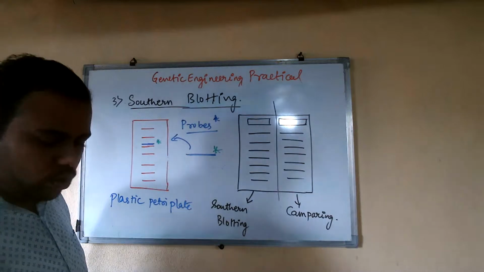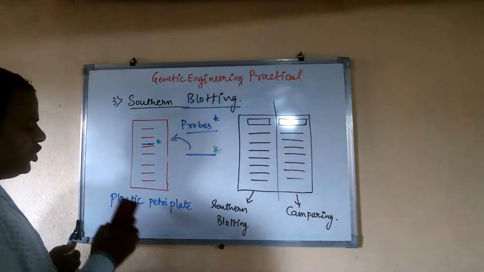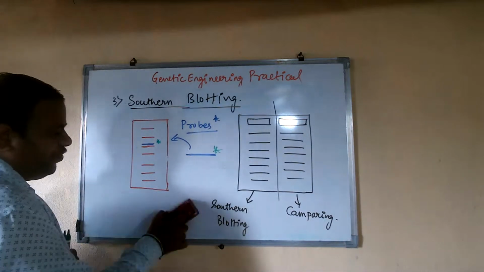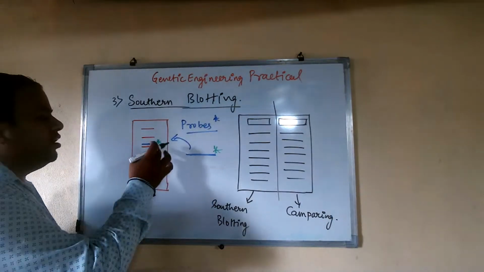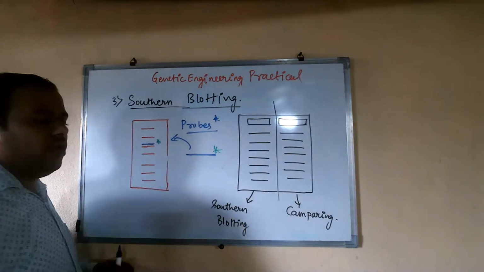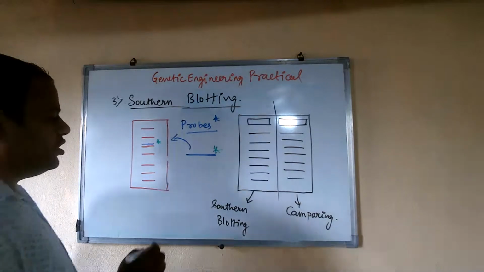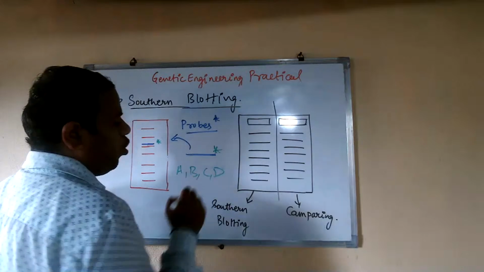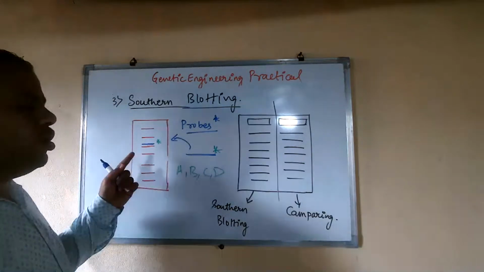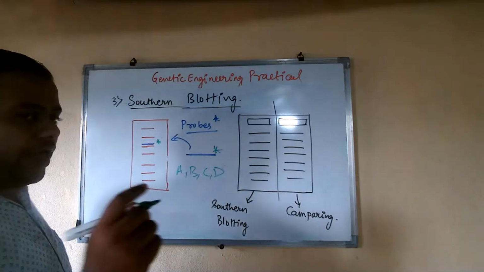Then we are going to do subsequent washes. The washes are done with different buffers. Why are these different buffers used? To exclude extra probe molecule, you have to use different buffer washes. The buffers can be A, B, C, D, and the function of these buffers is to wash. We are missing one thing here.